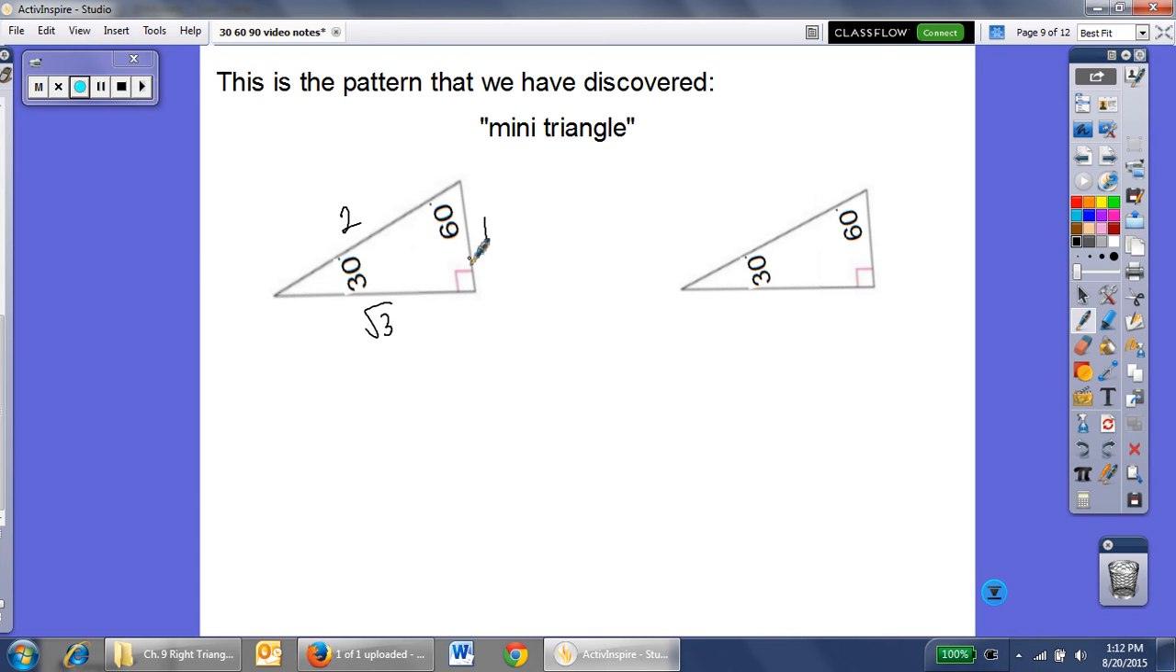Some students and some teachers like to use it with variables. If I put an x here, the hypotenuse would be 2 times that side because it's twice the short leg. And then the long leg is x times the square root of 3. These are really important. Make sure you have these down in your notes. We're really going to use this mini triangle as we continue solving for today.